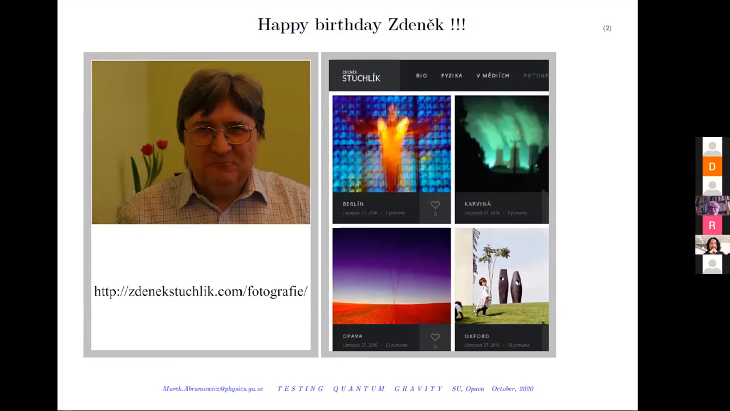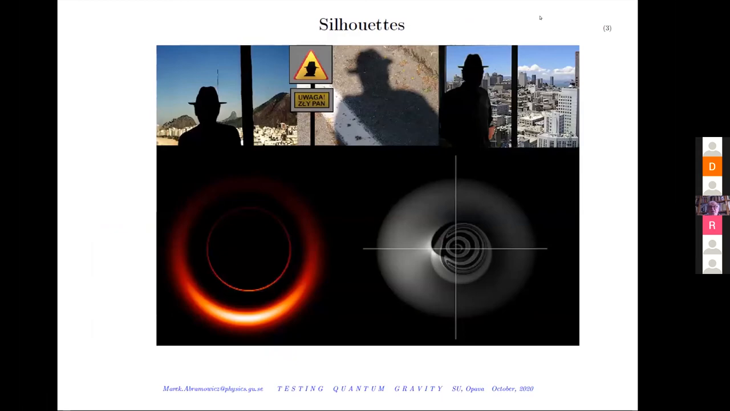Zdenek has a very beautiful page about himself, not only about his physics, but also about his photographs. Some of them I am showing here, which are very apropos of the subject of today's talk. That is by Zdenek, who made this photo in Rio. That is Copacabana Beach, and it's me, my silhouette. Another made by somebody else in a different location, and another one still made by still somebody else in a different look, still different as San Francisco Bay here.